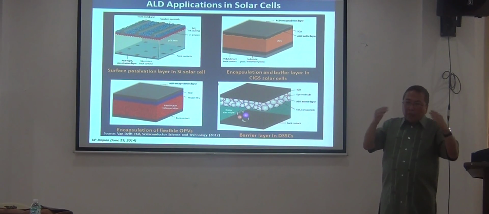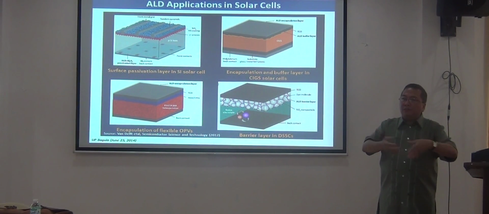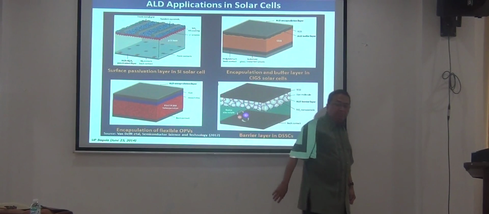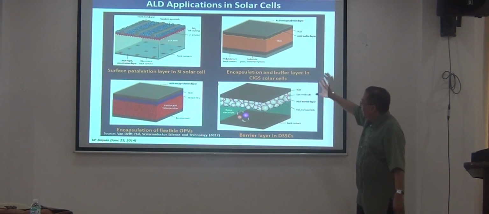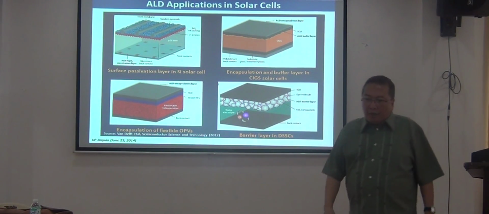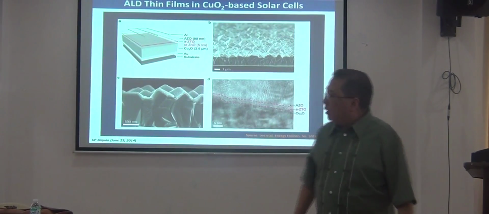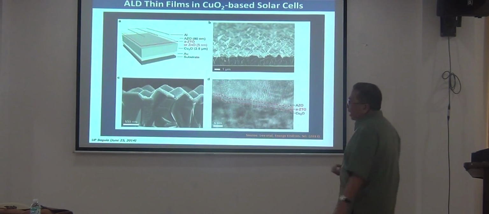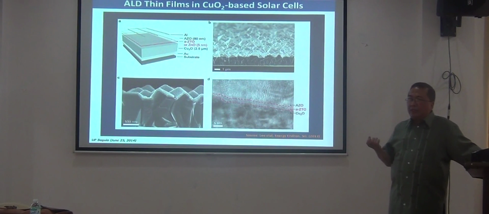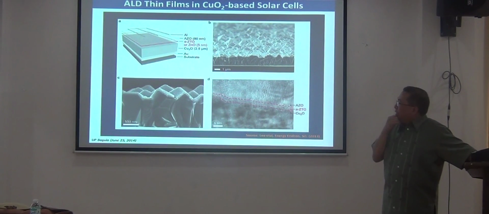If you're going to make this onto plastic and you want to put electrodes, you cannot do this at very, very high temperature. The only way you can do that is with ALD. And again, also on dye-sensitized solar cells. Now, in addition to this, it's also used as the active absorber. ALD-grown materials are also used as the thin film, light absorbing layers.